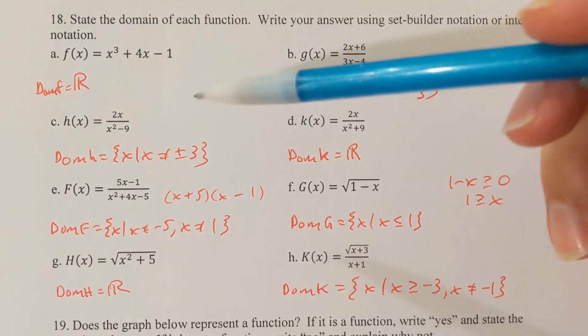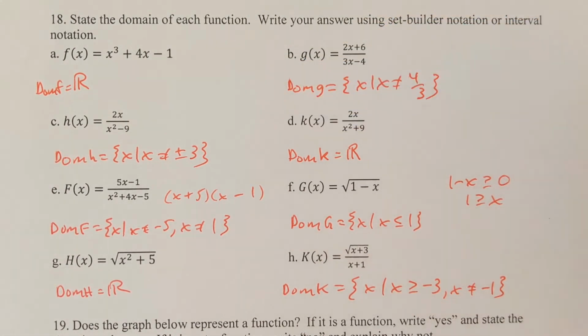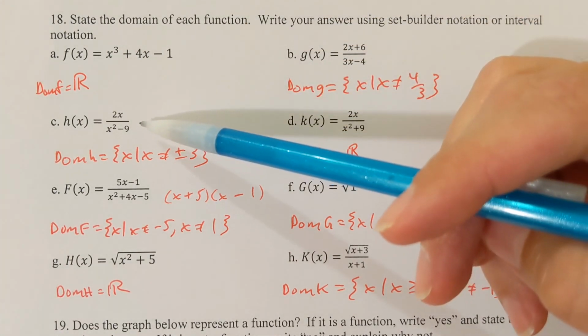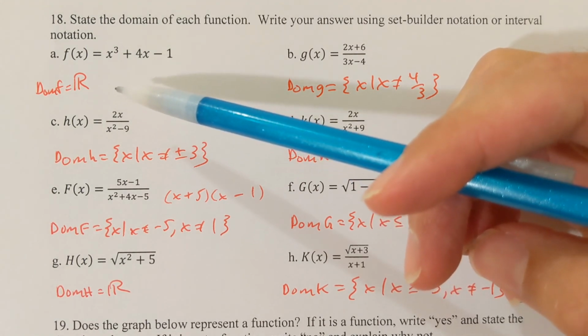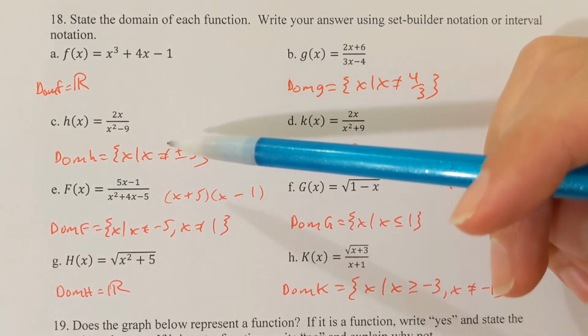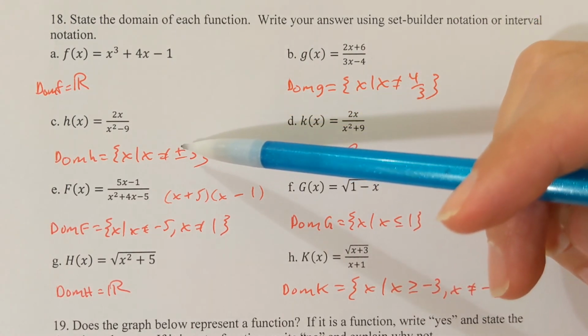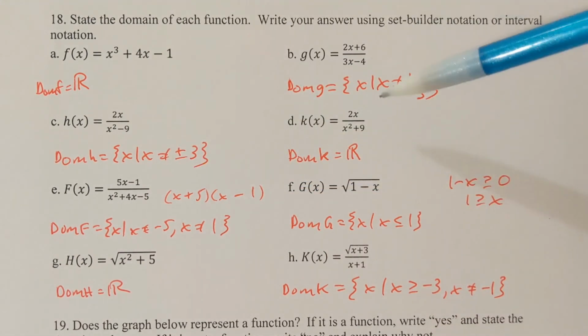Okay, part C, h of x equals 2x divided by (x squared minus 9). Well, again, I can't divide by 0, so I set x squared minus 9 equal to 0. x squared equals 9. Take the square root of both sides. x would be plus or minus 3. That's what I don't want.